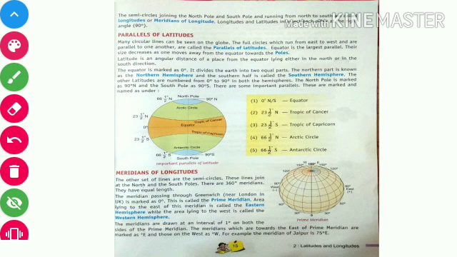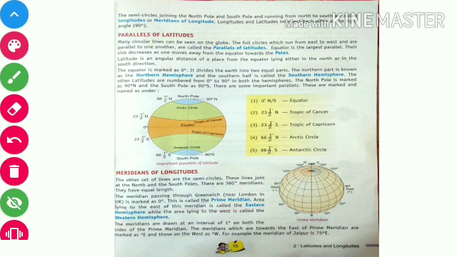The meridian passing through Greenwich near London in UK is marked as 0 degree. So here is 0 degree. This is called the prime meridian. So what is called prime meridian? The meridian passing through Greenwich is marked as 0 degree.